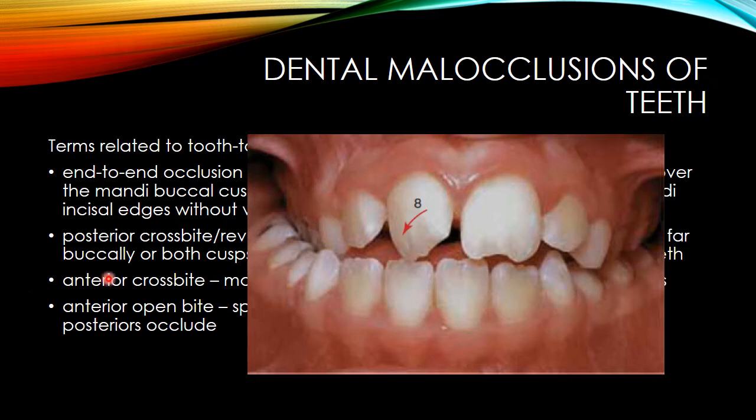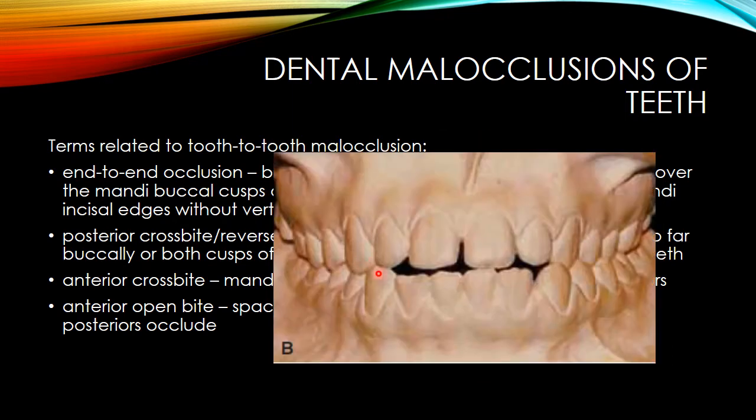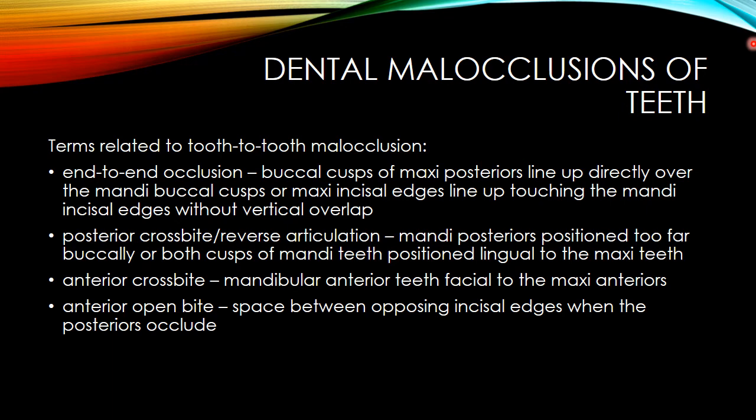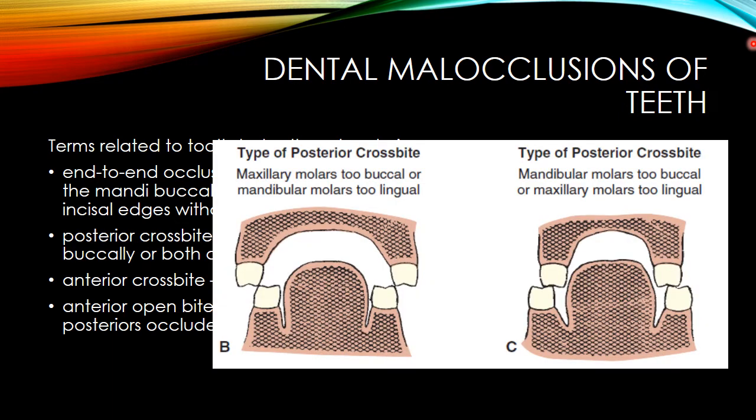So in this clinical picture again, you can see here that the posterior teeth are in a reverse articulation. So this is a posterior crossbite. Okay. Here is an end-to-end occlusion, even here. We have two types of posterior crossbite. One is when the maxillary molars are too buccal or the mandibular molars are too lingual. The other one is when the mandibular molars are too buccal or the maxillary molars are too lingual.